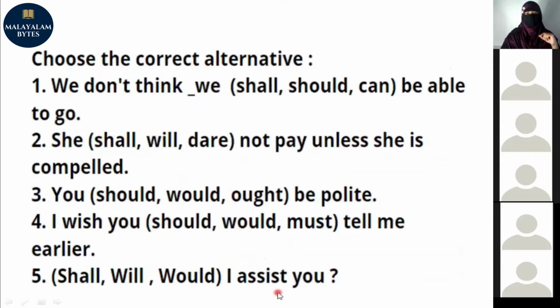Now you can choose. Choose the correct alternative. We don't think we shall be able to go. What about the next one? We will not pay. She will not pay unless she is compelled. Okay, the third one.